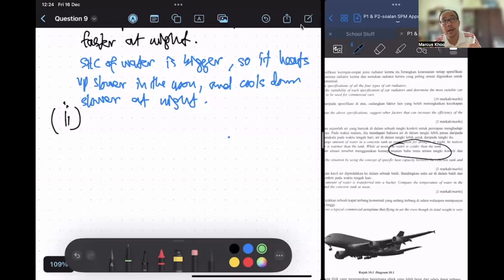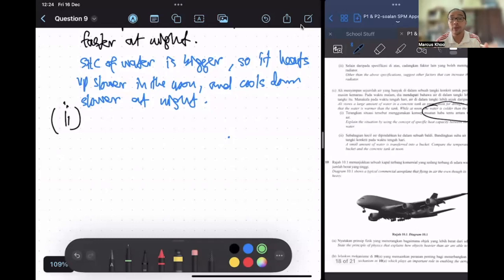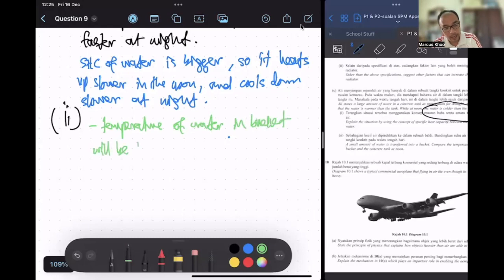Means the tank is much hotter compared to the water because it takes a very long time to heat up. But now you're taking the water out and putting it into a small bucket, then you want to compare it to the tank. So when you compare the temperature of the water in the bucket, obviously the temperature of water in the bucket will be higher than the tank. Now why is this so?